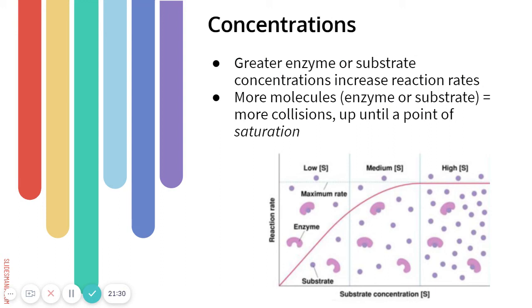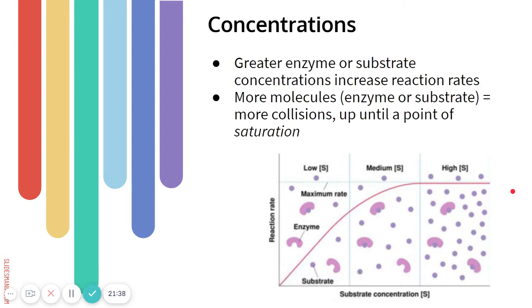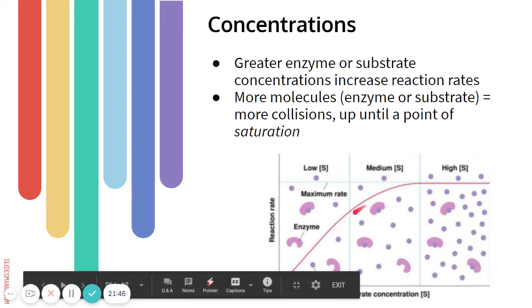So eventually you get to this point called saturation, where the rate doesn't increase anymore, it just sort of levels off. That's because we're already going as quick as we can. So increasing the concentration of substrate or increasing the concentration of enzyme, both of those things will give you an increased reaction rate up to the point of saturation.